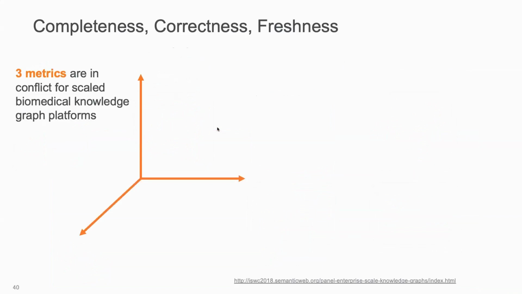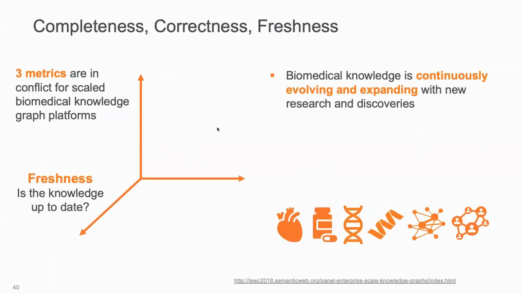So when you're developing or working with a biomedical knowledge graph platform, there are three metrics that you must always be aware of. The first is around freshness. Is the biomedical knowledge in the knowledge graph up to date? Biomedical knowledge is continuously evolving and expanding with new research and discoveries. So if you are developing a biomedical knowledge graph or using a knowledge graph in your own applications, you want to make sure that the biomedical knowledge is fresh and up to date.